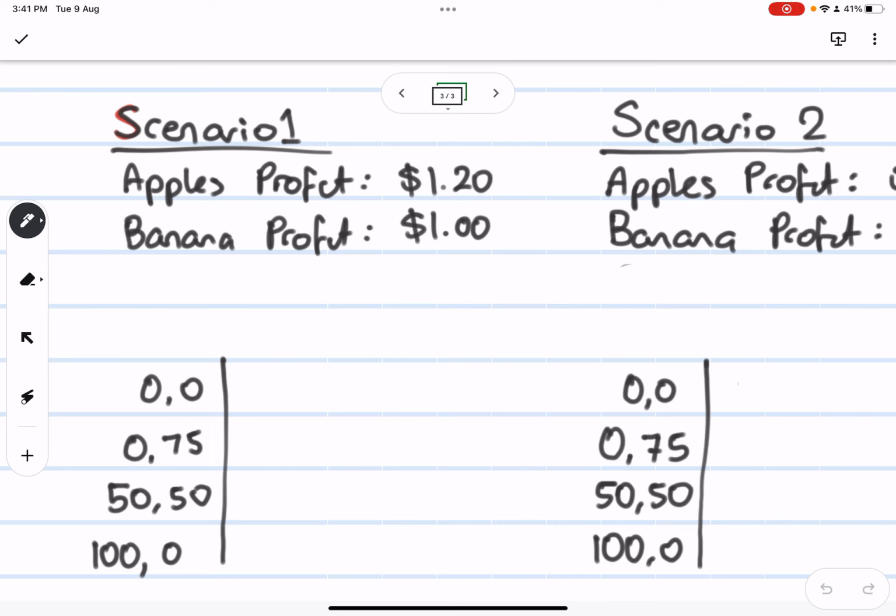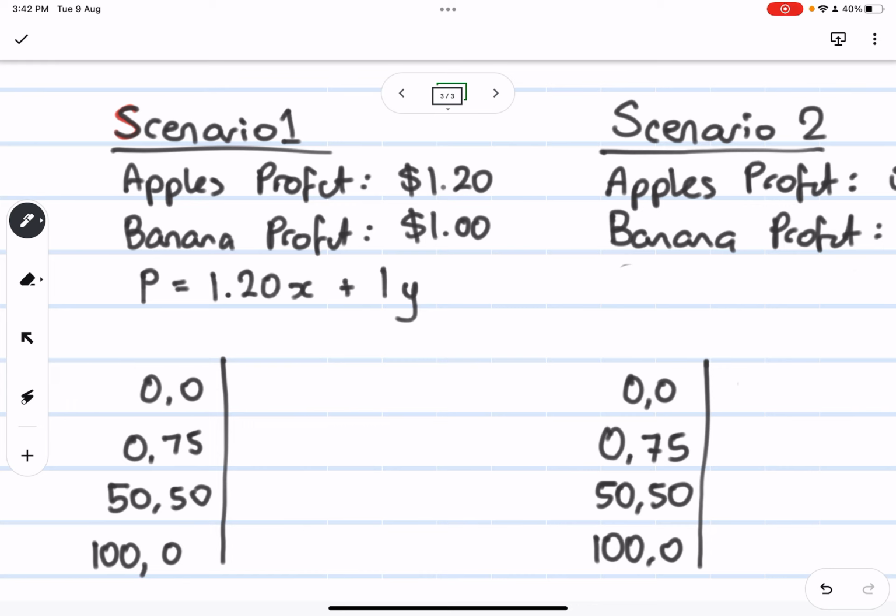And my banana profit is $1, which means I'm selling them for $2 and making $1 profit. So let's work out at each of the critical points that we've got here how much profit I'd be making. So first of all, we need to create a profit equation. My profit is going to be equal to $1.20x plus $1y, because my apples were x and my bananas were y. So now I can put my coordinates in there.